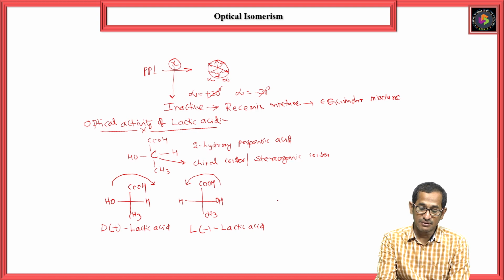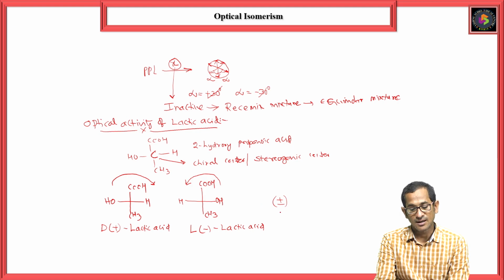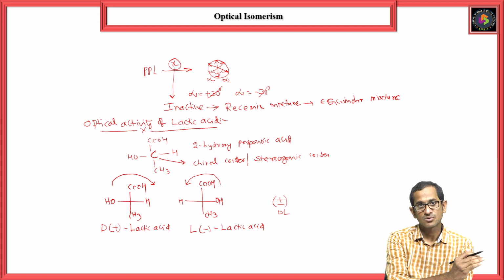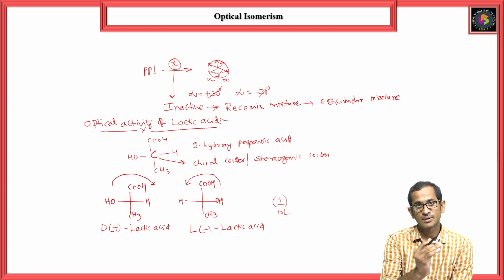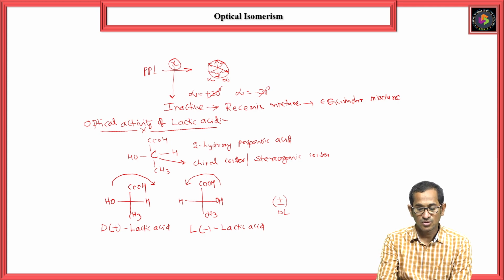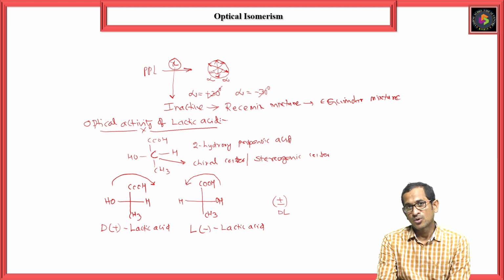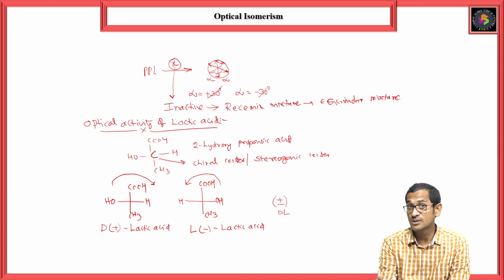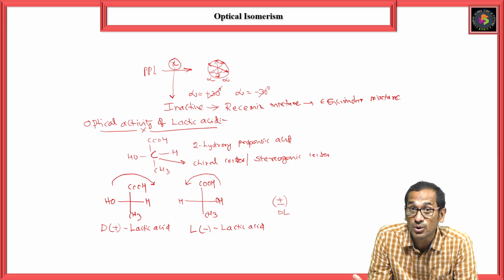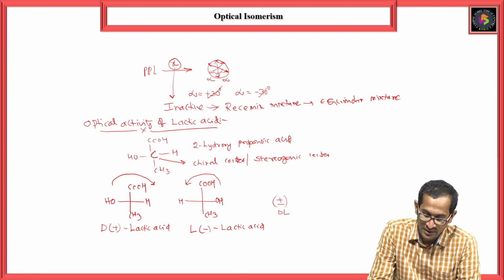Along with that, we have one more possibility: plus or minus, or DL. One compound rotates the plane polarized light towards the left side and another compound rotates it towards the right side, so that is generally called a mixture. Obviously, cancellation of the angle of rotation takes place, which indicates there is no rotation. Alpha is equal to 0 degrees. There is no rotation taking place, so it is optically inactive.